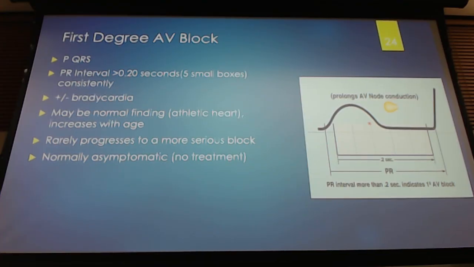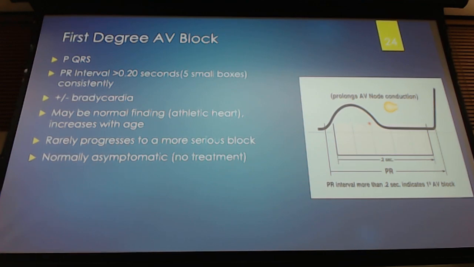Remember, for the normal PR interval, we go from the beginning of the P to the beginning of the QRS complex. The normal PR interval is 0.12 to 0.20, or 3 to 5 small boxes. So this is longer than 5 small boxes, longer than 0.20. Last, we have the PR interval, and we're going to measure that interval. It should be consistent, and it should be 3 to 5 boxes. If it's longer than 5 boxes, it is a first degree AV block.